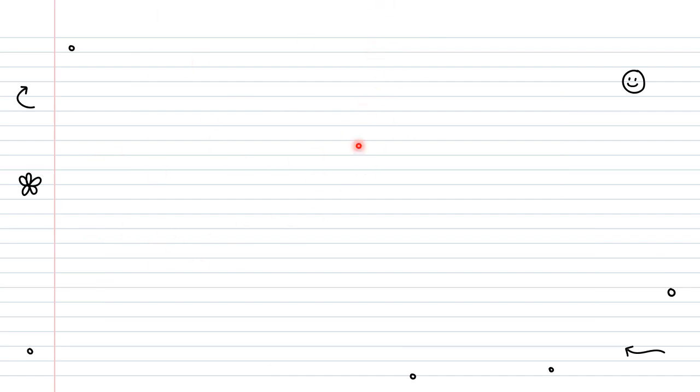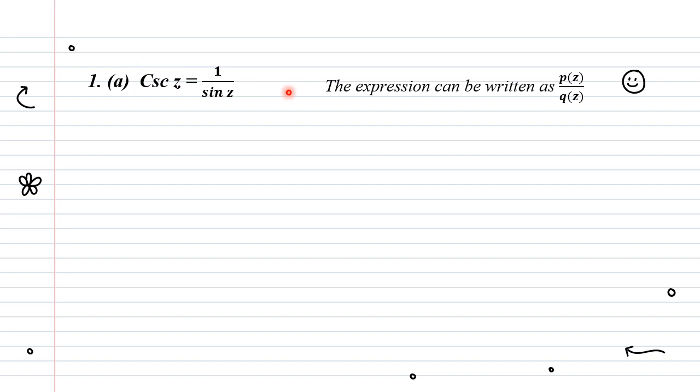So let's solve this problem. The first thing that we have is that the cosecant of Z is equal to 1 over the sin of Z. So since we got that, we can rewrite this. We can use the expression that is written right here, P of Z over Q of Z. We can totally use that. That's why we rewrite the cosecant of Z. This could be validated by this.